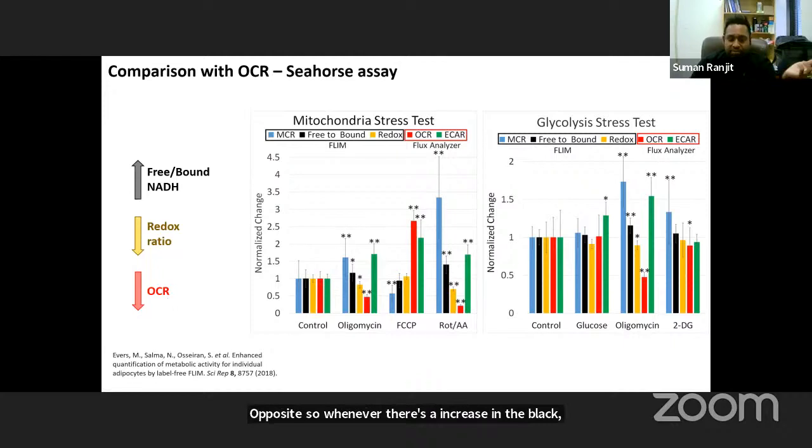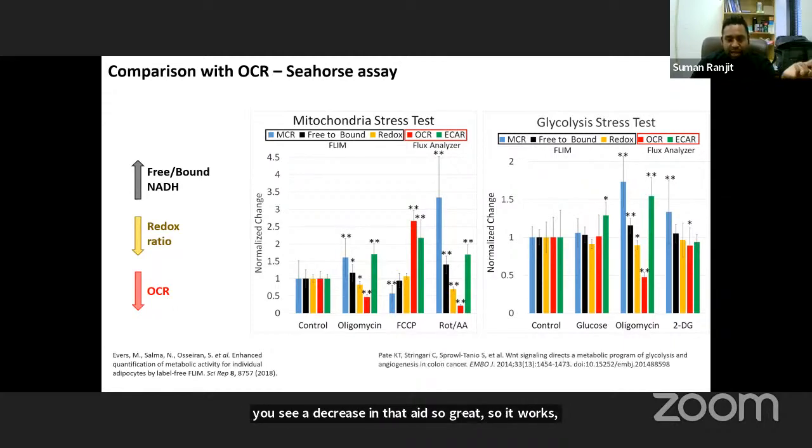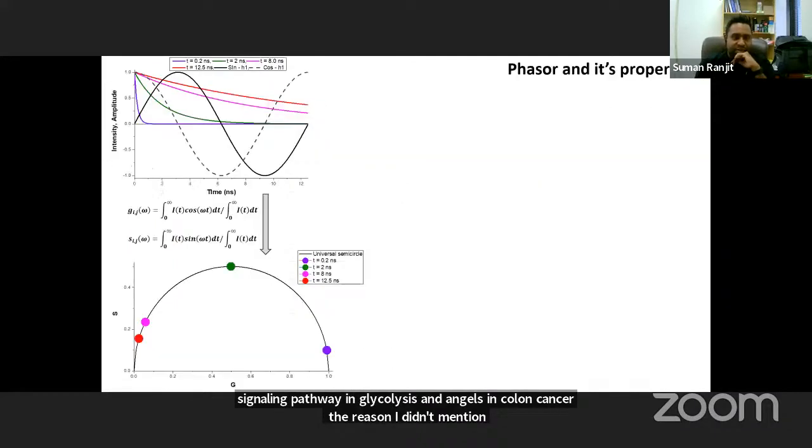So great, it works. And again, Chiara Stringari, who was before me, and Lionel in Indico's lab, and Kira Pate, I think, Kaida, I think her name, they actually showed similar behavior with the Wnt signaling pathway in glycolysis and angiogenesis in colon cancer. The reason I didn't mention it yet is because I haven't gone to Phasor yet. So these are done using Phasor.